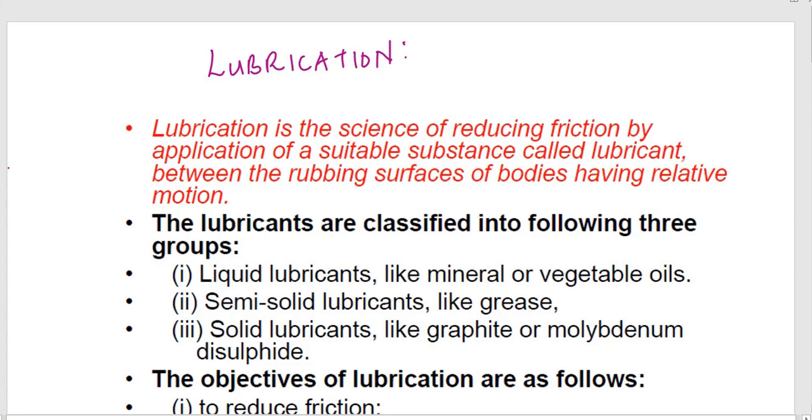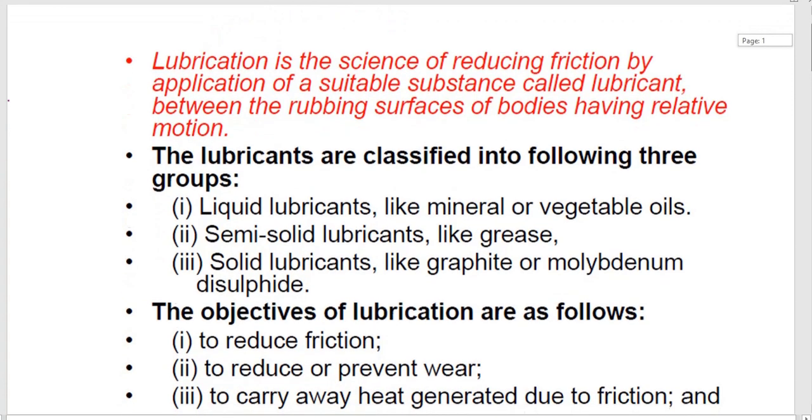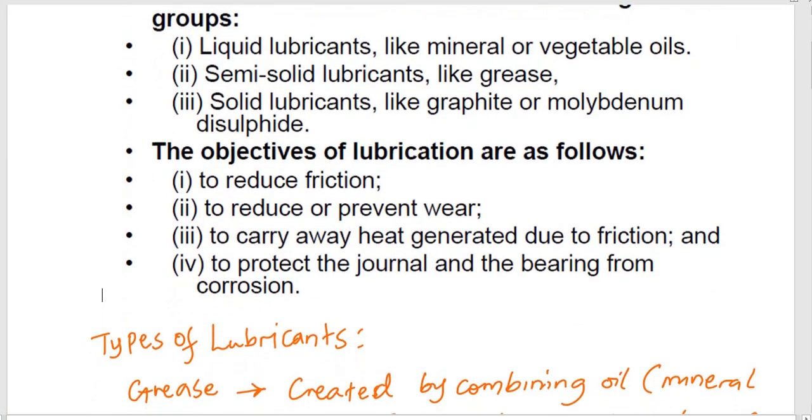Now the following are the objectives of why we do lubrication. First of all, we want to reduce friction. Of course, when we have friction in a machine, this friction reduces its efficiency. Therefore, we must reduce that particular friction to a minimal level.